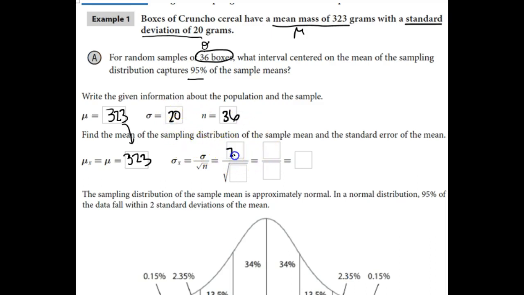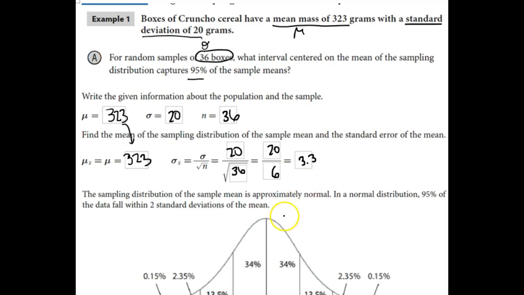So we'll put 20 on the numerator side, 36 on the denominator. Let's go ahead and work this out. That'll be 20 over the square root of 36, which is 6. Let's divide that out. 20 divided by 6 is about 3.3.